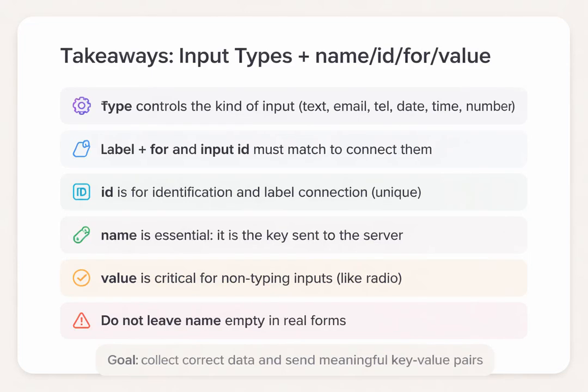To wrap up, input type controls what kind of data entry experience the user gets. Labels become truly connected to inputs when the label's for matches the input's ID, and ID should be unique. But the most important attribute for submission is name. It's the key used to send data to the server. And for inputs like radio buttons, value is what gives the selection meaning. The overall goal is simple: collect correct data and submit meaningful key-value pairs.